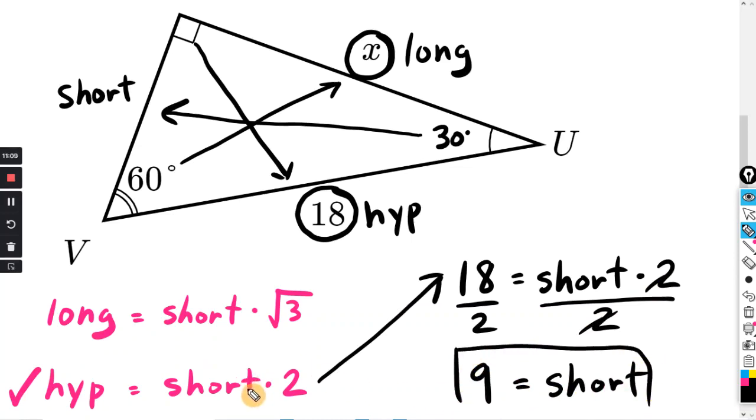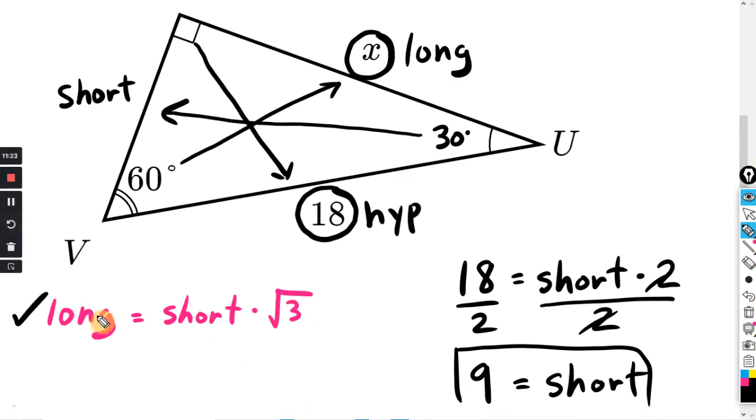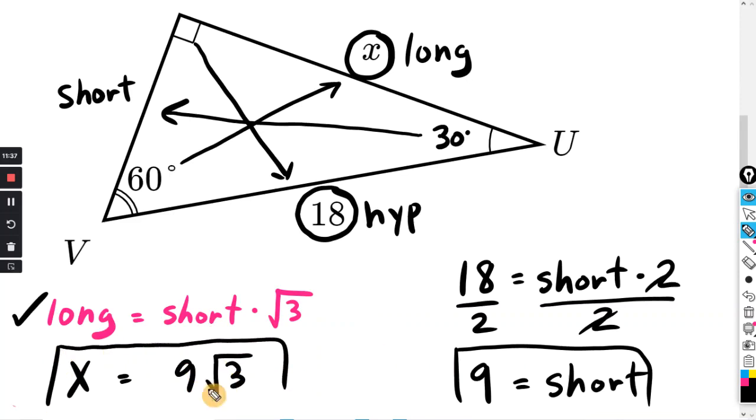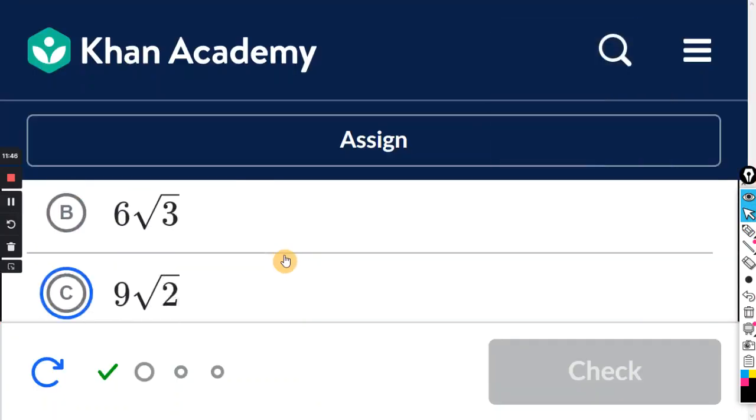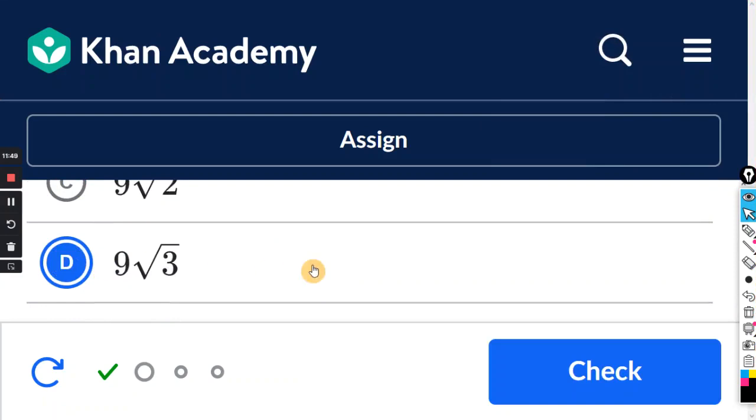Now that's not what they asked us. They asked us to find the long leg, solve for x. So now we need the formula with the long leg in it, and now we're going to use this one. So using this formula, the long leg is x, the short leg is 9, and that's times radical 3. So that's it. 9 radical 3, 9 times radical 3, same thing. All right, so these are multiple choice. Answer D, 9 radical 3.